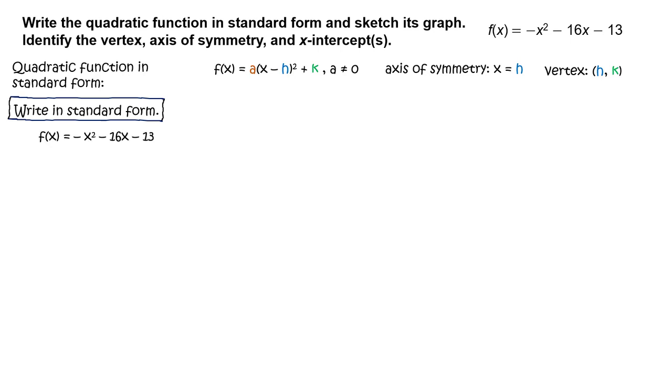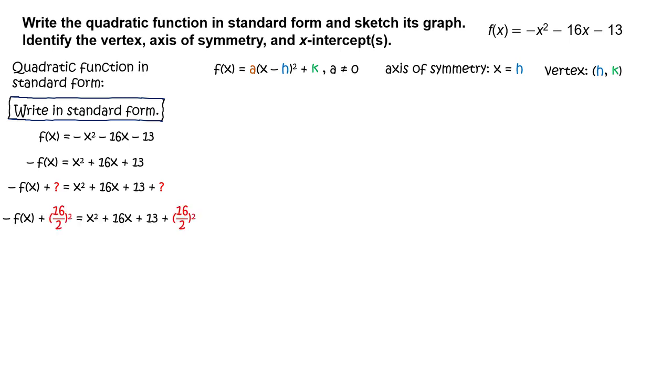Write f(x) = -x² - 16x - 13. Next, divide each side of the equation by -1. You will get -f(x) = x² + 16x + 13. Prepare to complete the square. Add the quantity (16/2)² to each side of the equation. Rewrite as -f(x) + 64 = x² + 16x + 64 + 13.